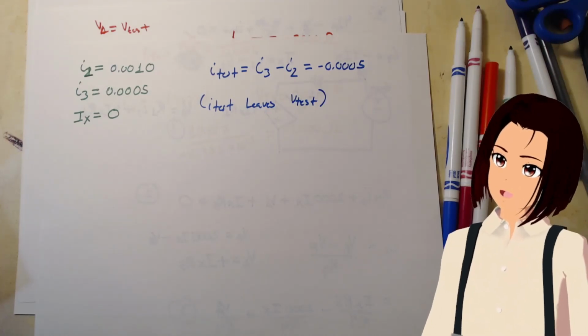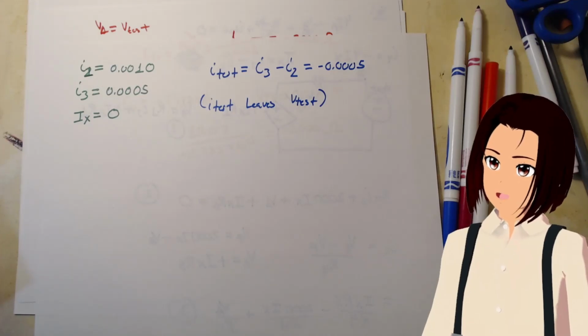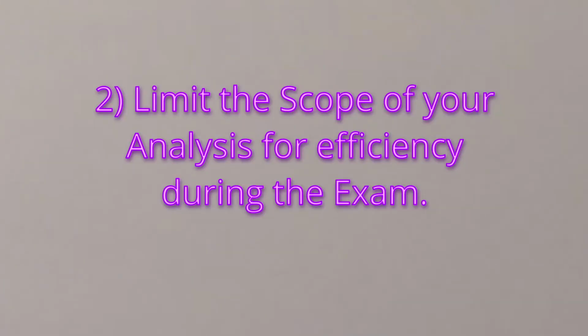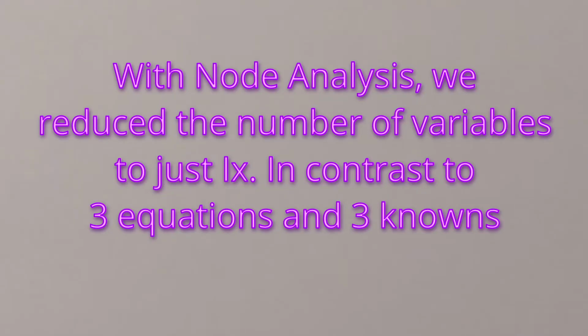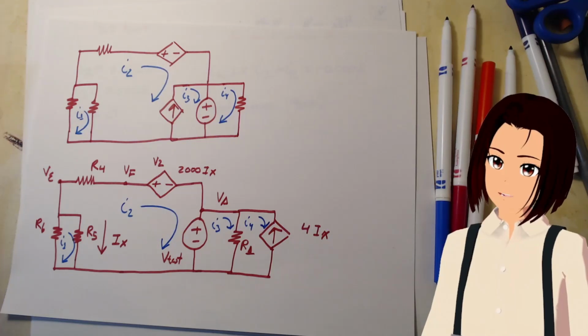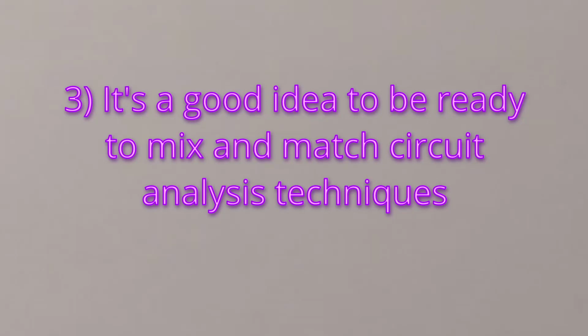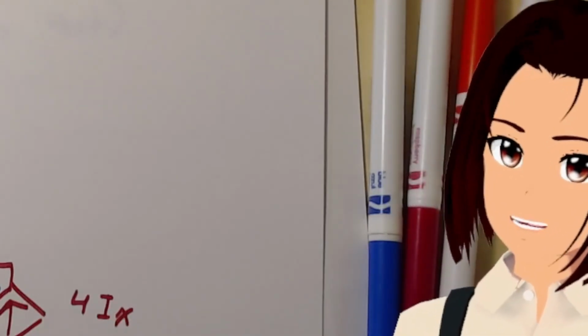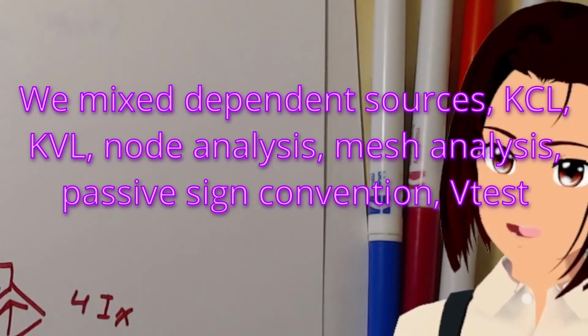Now you can see why we don't want to do mesh analysis. We have this whole system of equations, this whole rearranging of the circuit, and that's just crazy. We have to limit the scope of our variables. The node analysis was so much easier. But sometimes mesh analysis will be easier, so you just have to have a feel for it and know what you're going to do. Solving hard exam questions requires mixing and matching circuit analysis techniques. Node analysis is really just another form of KCL.